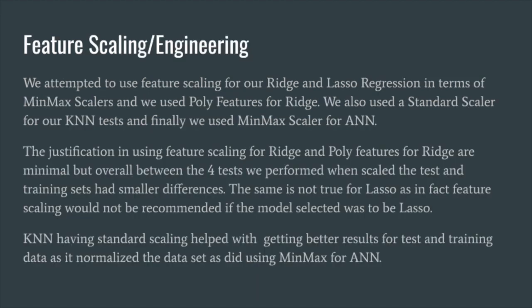For feature scaling and engineering, we used feature scaling for our ridge and lasso regression using min-max scalars and also poly features for ridge. We used a standard scalar for our KNN tests and a min-max scalar for our ANN tests. For using feature scaling in ridge and poly features for ridge, the difference is minimal, but there was a smaller difference overall in the 4 data sets. The same is not true for lasso, as in fact, using feature scaling would not be recommended if the model selected had been lasso. KNN having standard scalar helped with normalizing the data, as did using min-max for the ANN.